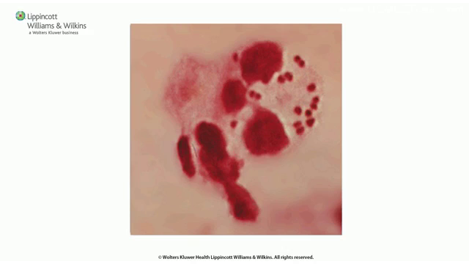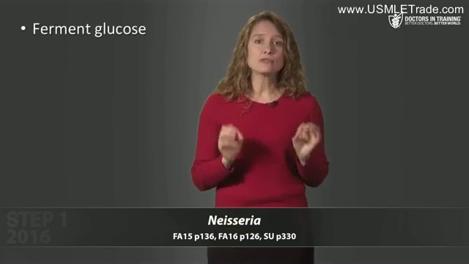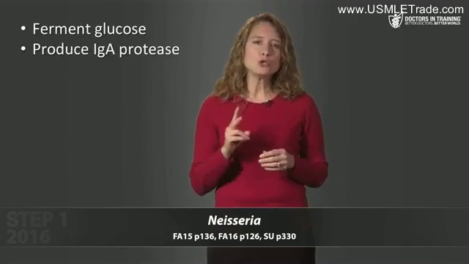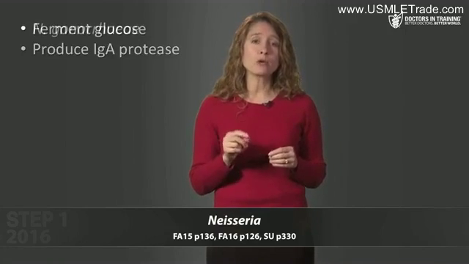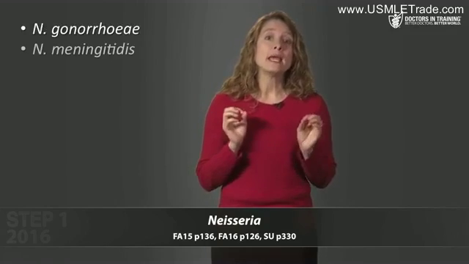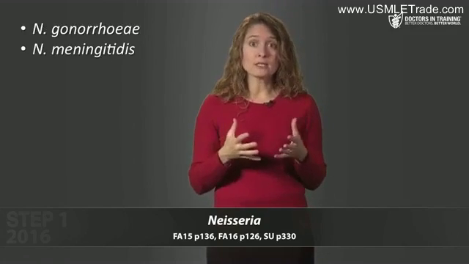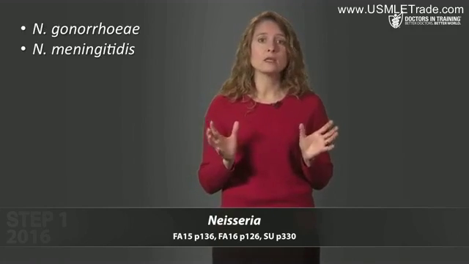But now these are gram-negative diplococci. That should make you think Neisseria species. These ferment glucose and produce an IgA protease. The two most important species for you to remember are Neisseria gonorrhoeae and Neisseria meningitidis. And though these share a genus, they have a whole lot of differences.